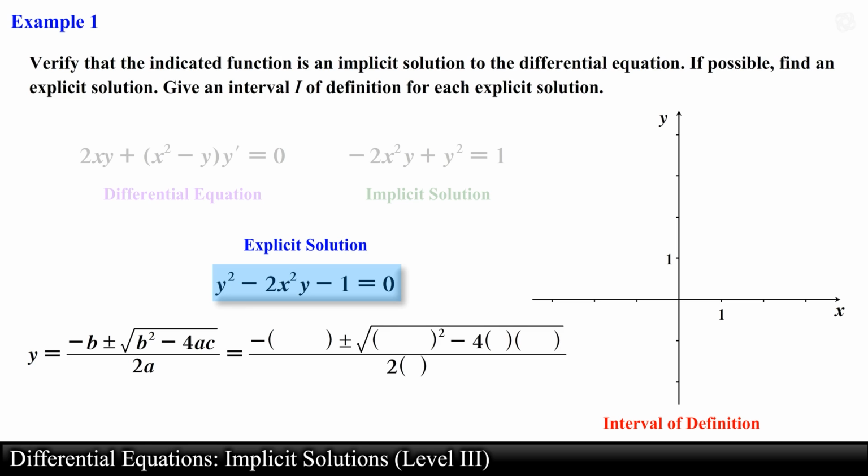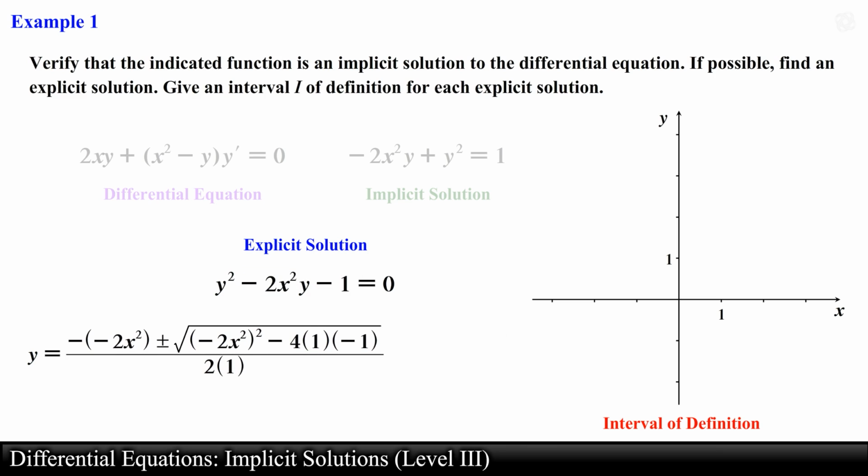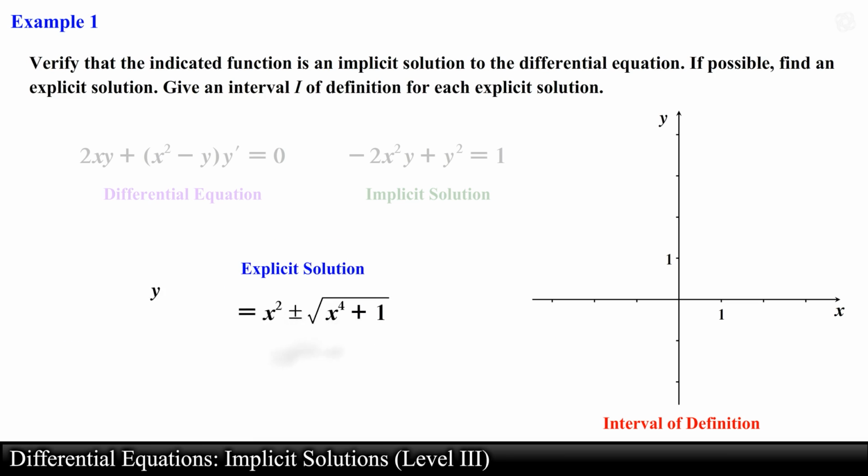The coefficients a, b, and c will be equal to 1, negative 2x squared, and negative 1 respectively. Substituting these expressions into the quadratic formula, we obtain the following expression. Simplifying throughout and dividing both terms by 2, we obtain the following explicit solutions. y equals x squared, plus or minus, the square root of x to the power of 4 plus 1.